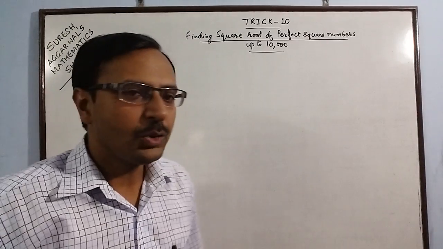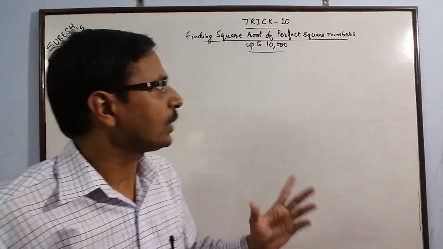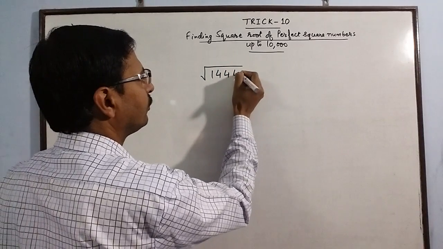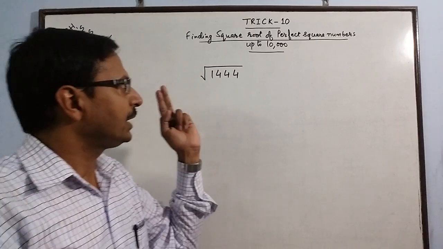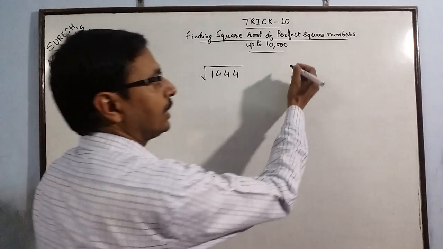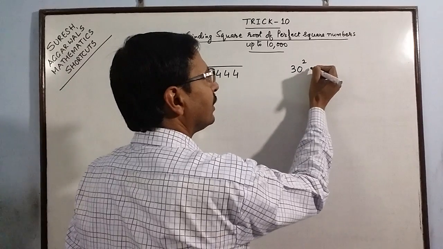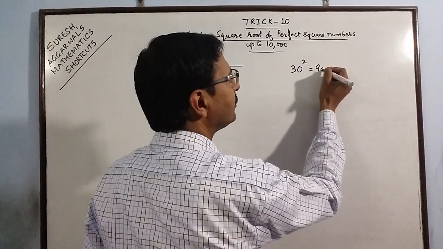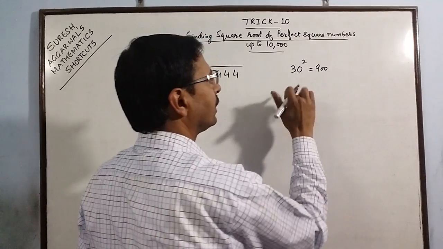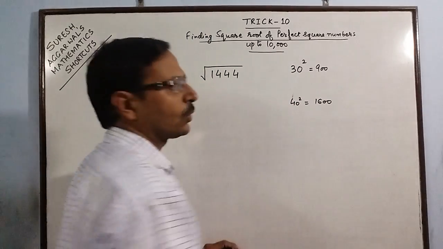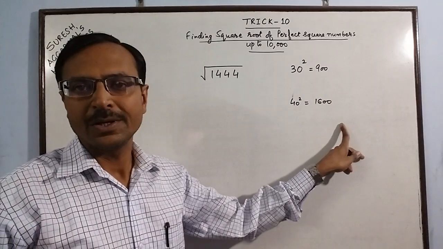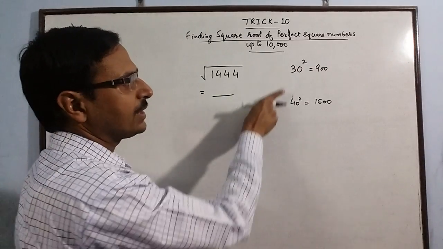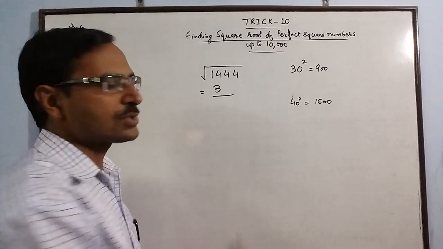Now let us try and use these two concepts to find the square root of a perfect square number. Let us take one example of say square root of 1444. Now the first step is to find out which two base numbers are there between which this quantity lies. Say 30 square is 900 and 40 square is 1600. The quantity 1444 lies between 900 and 1600. So now we have the tens digit of this number: it lies between 30 and 40. So obviously it has to start with 3.